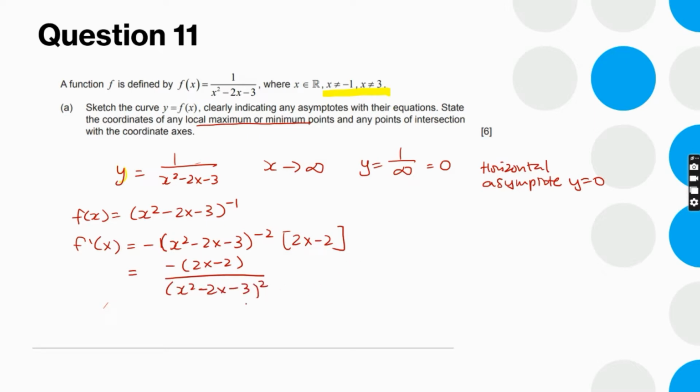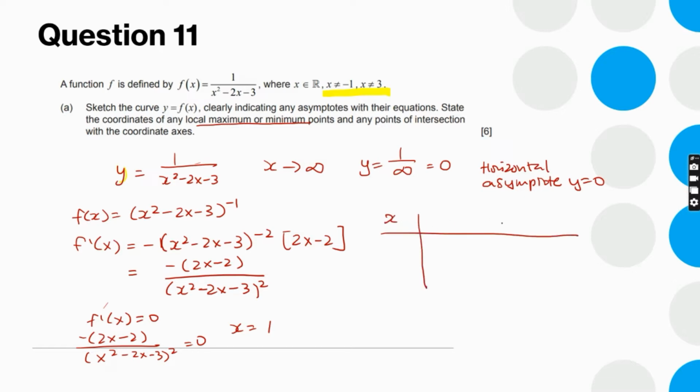Okay, so to find the turning point, I have to equate f prime x equals to 0. When I do so, I can quickly tell that x is equals to 1. Once I've done that, I like to figure out whether this is a maximum point or minimum point. I could also do a second derivative test, that is to differentiate a second time, but I decide to use the first derivative test.